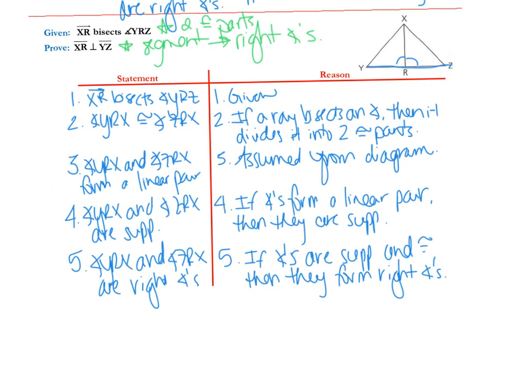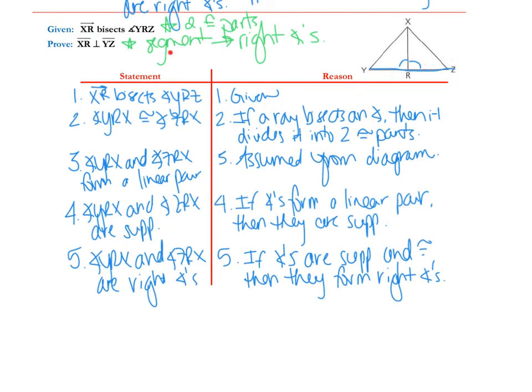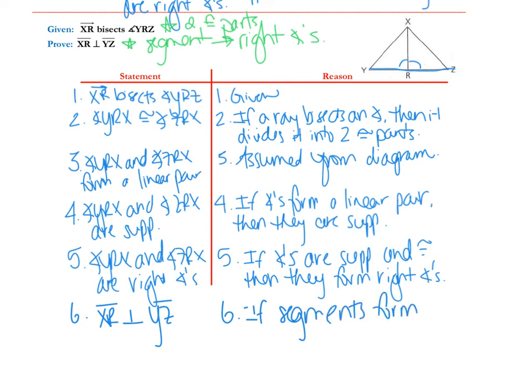Okay, if we go back up top, I said to show that something's perpendicular, I have to show that they form right angles. Well, look at the very last thing I just wrote. Forms right angles. So XR is perpendicular to YZ, and that's because if segments form right angles, then they are perpendicular. Okay, and remember that the very last thing you write should be what you're trying to prove, which it is.